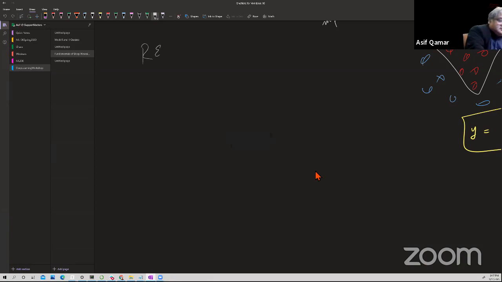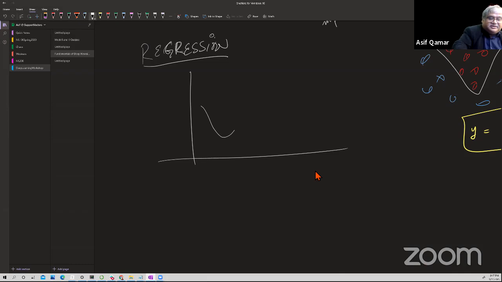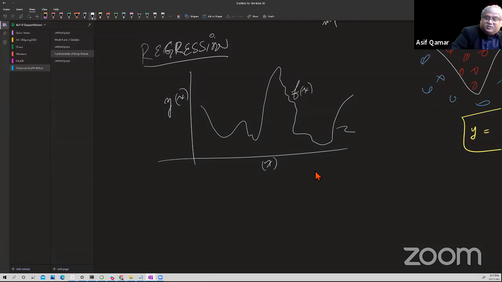Regression. How would you do regression? So think about it this way. Go back to our situation. Suppose you have a function that goes like this. Some weird function of x. This is x. This is your f(x). You want a g(x) that approximates f(x). How would you do that?